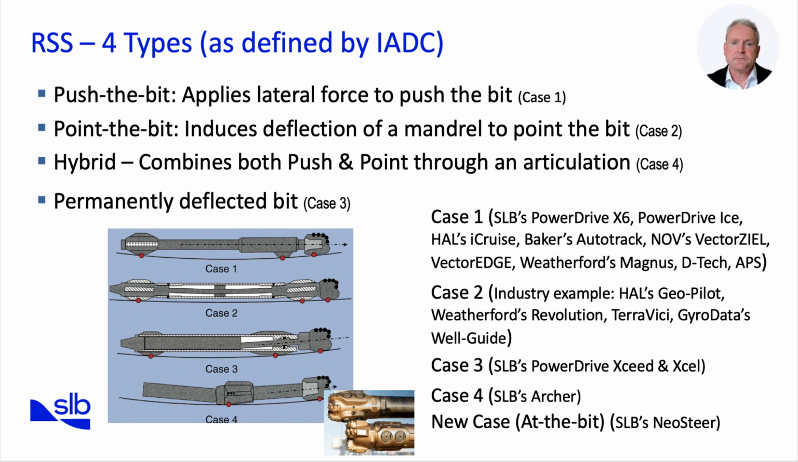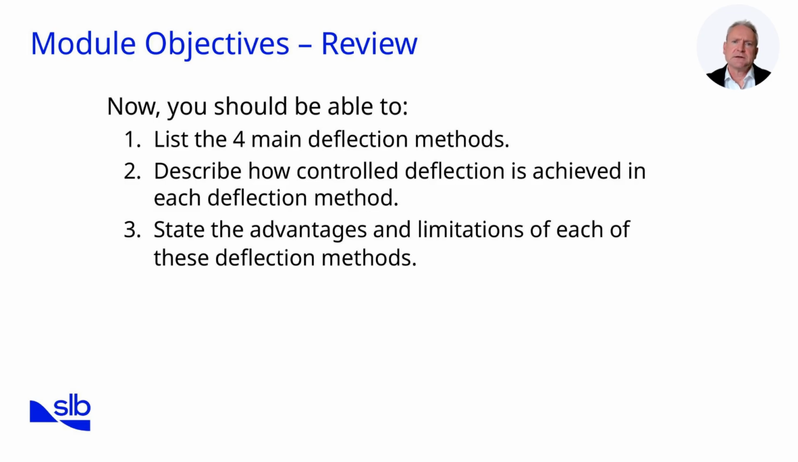Let's revisit the learning objectives to consolidate what we've covered. First, you should now be able to list the four main deflection methods: whipstock, jetting, steerable motors or turbo drills, and rotary steerable systems. Second, you should understand how each achieves controlled deflection, whether by mechanical wedge, hydraulic jetting, bent housing motors, or electronic pad and mandrel systems. Third, you should be able to state the advantages and limitations of each.